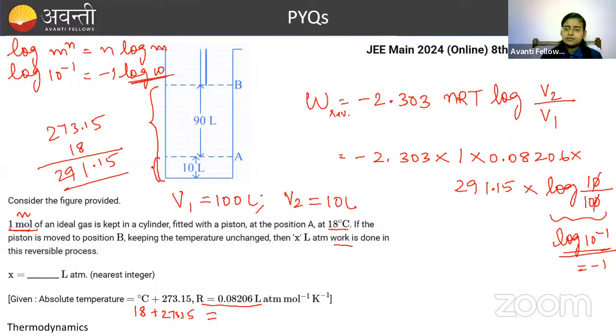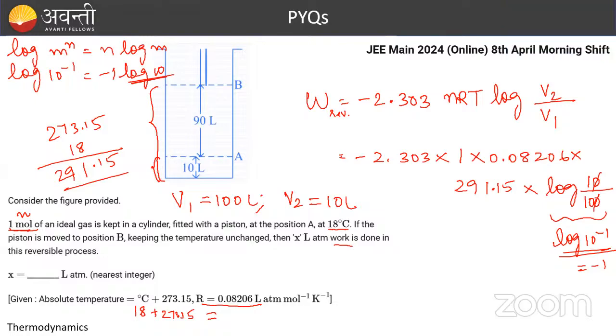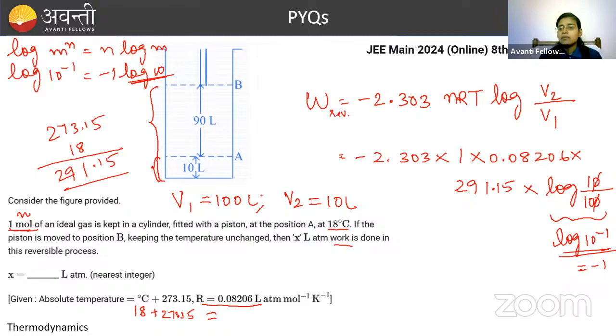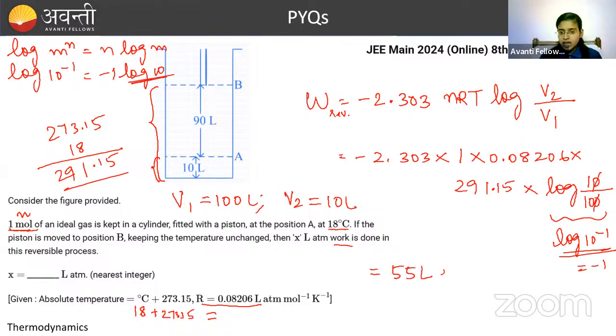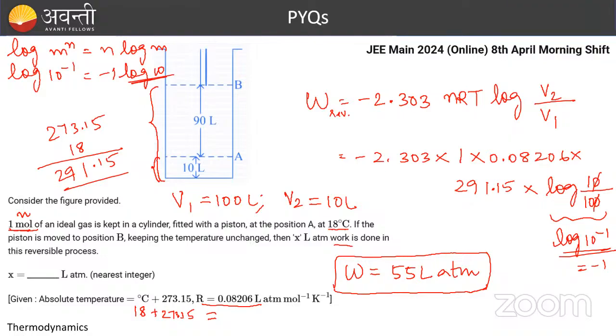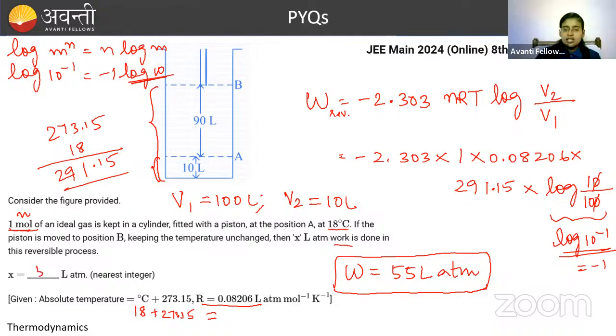So minus 1 into 291.15 into the R value into 1 into 2.303. If you multiply all these values, you will end up with 55 liter atmosphere as the value for work done. 55 liter atmosphere is the value for this question. So the answer will be 55 liter atmosphere.